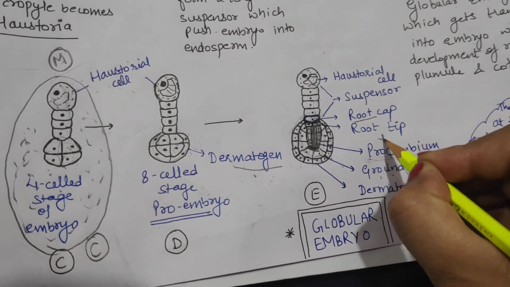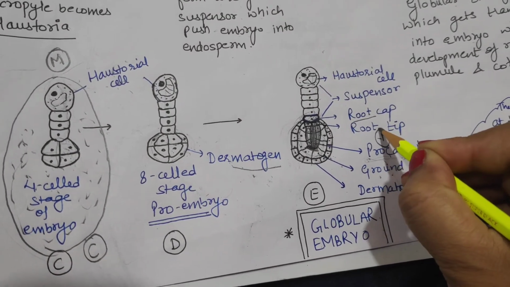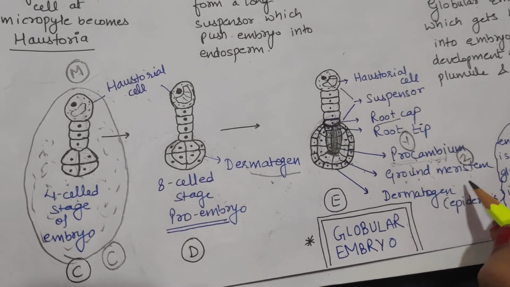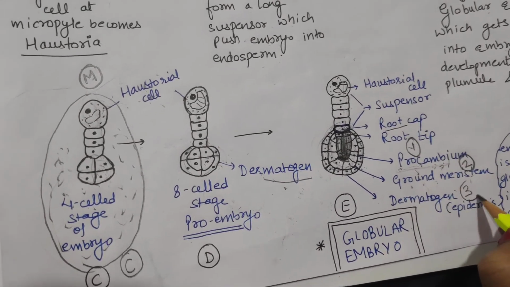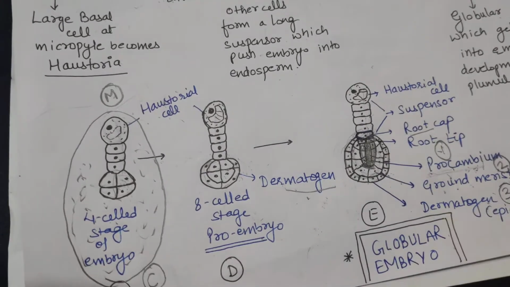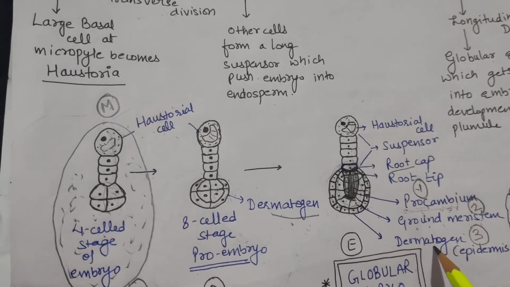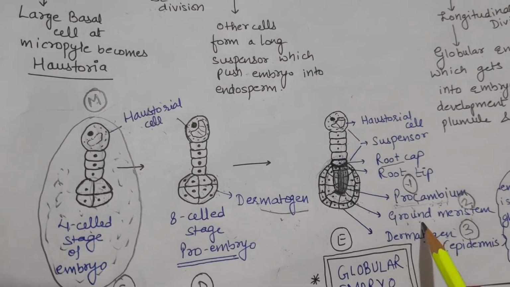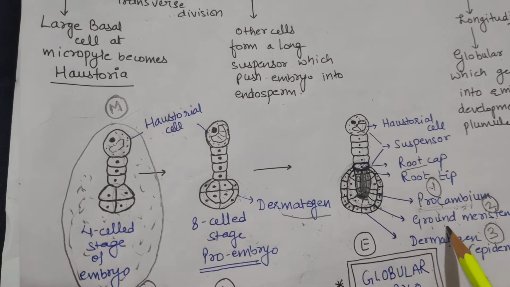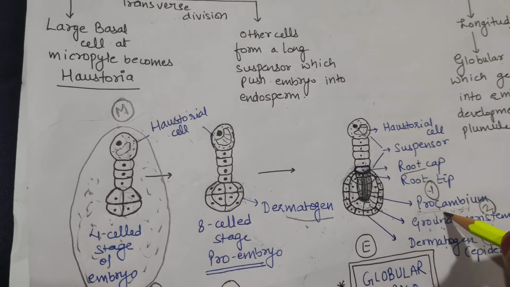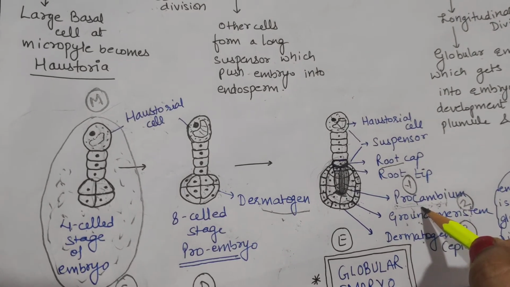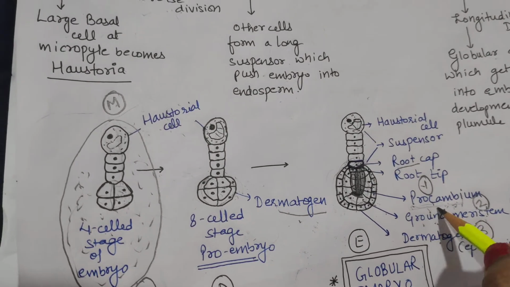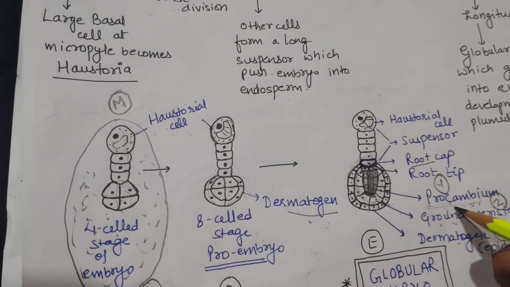The innermost layer is called procambium, the middlemost layer is called ground meristem, and the outermost layer is called dermatogen. Dermatogen is going to make the outermost lining of the plant body. Ground meristem will make cortical type of cells, meaning the packing tissues, and procambium will attain the meristematic nature, meaning these are the continuously dividing cells which help in the development of the plant body.